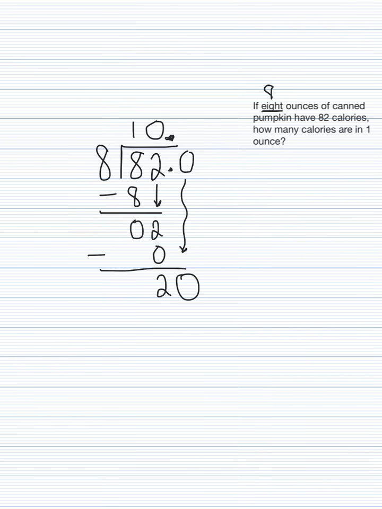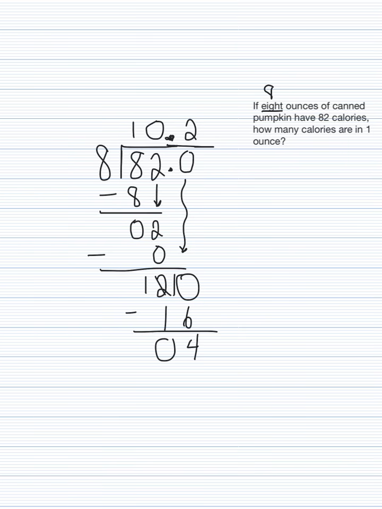I know that 8 times 2 gets me closest to 20 with 16. I'm going to put my 2 up top. 8 times 2 is 16. Subtract. I know that 20 minus 16 is 4. If you were going to borrow, 10 minus 6 gives me 4. 1 minus 1 gives me 0.